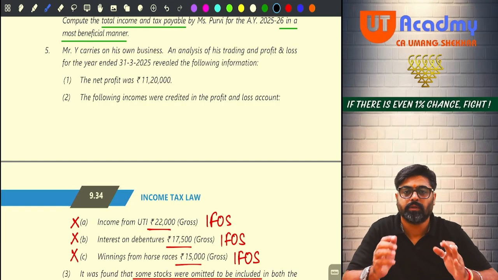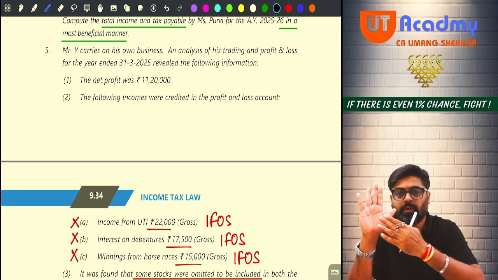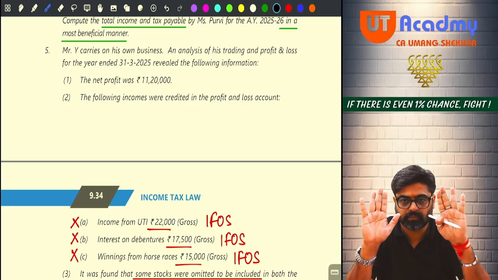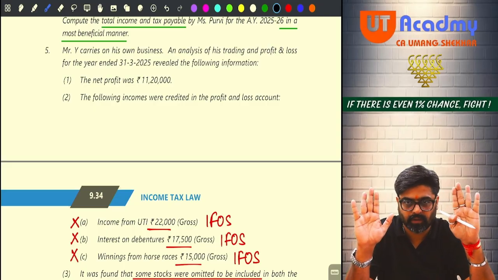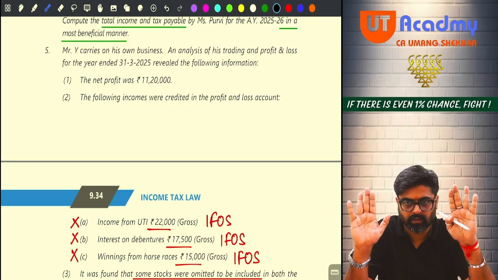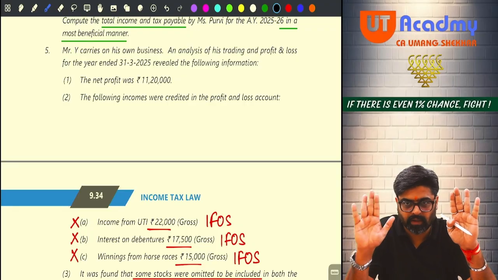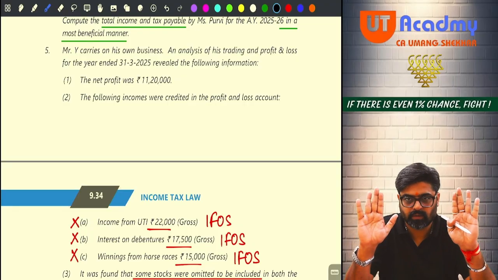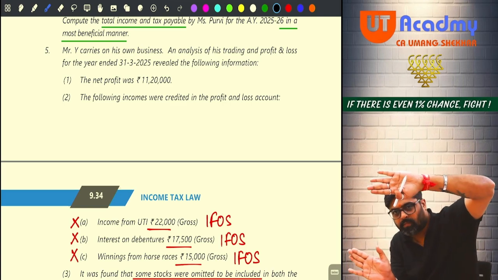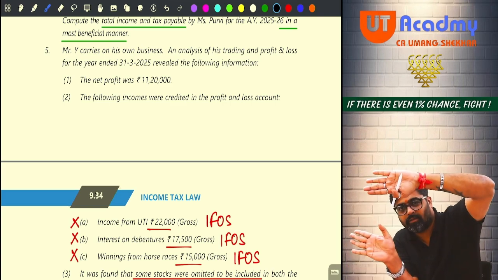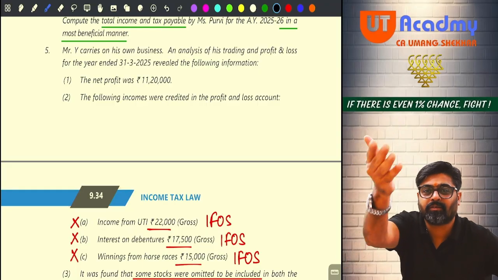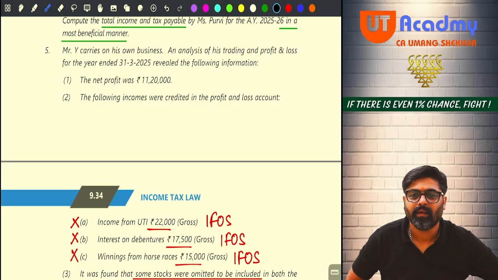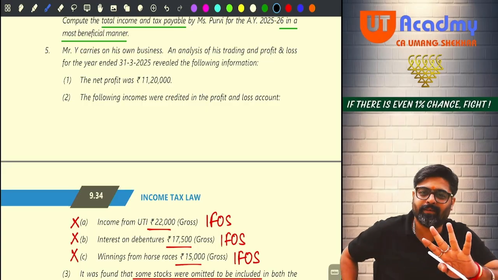See, pay attention. This is P&L account. This is your credit side. This is your debit side. Credit side, debit side. Credit side, debit side. Can it be presented like this? Information. Yes, this is that same question. Now your P&L only is given.